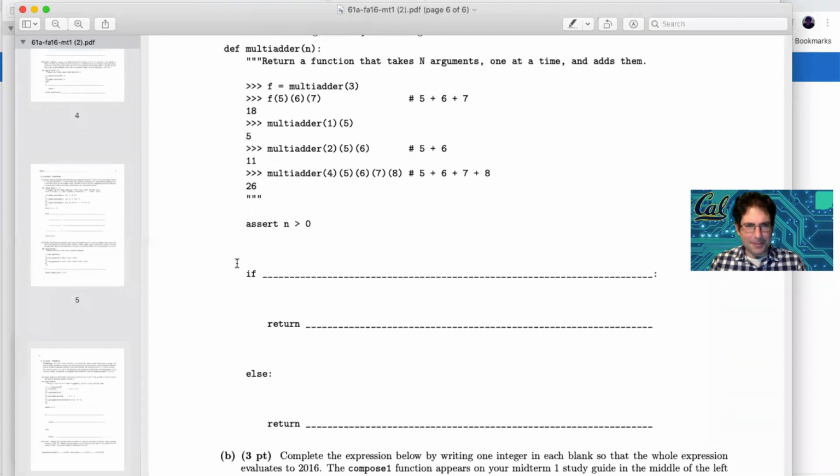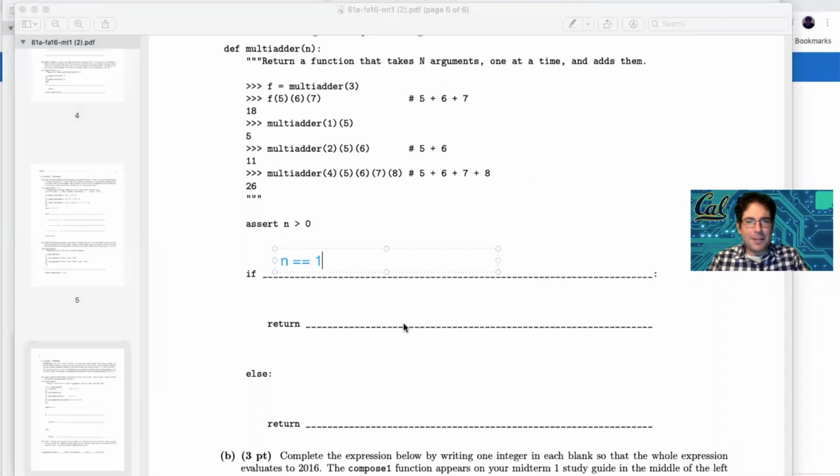Okay, so it looks like there's not going to be a ton of code. If something is true, then we'll return some function. Otherwise, we'll return some other function. I think in either case, we need to return a function because, well, here's an example. If multiadder is called on 1, then we return a function that, when called on 5, just returns 5. So I think we could actually just handle this example on the first line and then see if we can work from there.